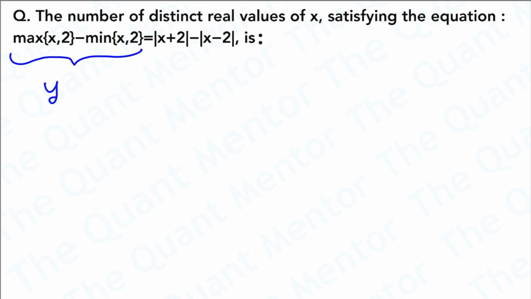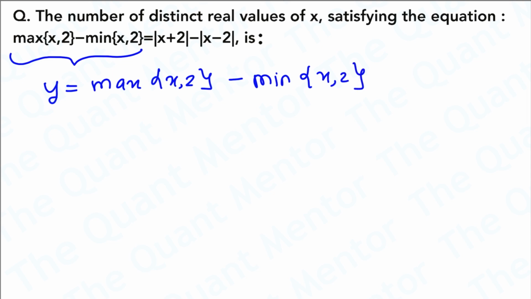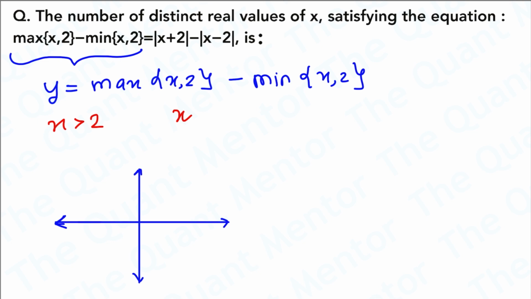That is, y is equal to max of x comma 2 minus minimum of x comma 2. We'll first plot the graph of this function, so we consider two possibilities. The first is when x is greater than 2. Then max of x comma 2 will obviously be x because x is more than 2, and minus minimum of x comma 2 will be 2 only because 2 is less than x. So when x is greater than 2, the graph will be y is equal to x minus 2.